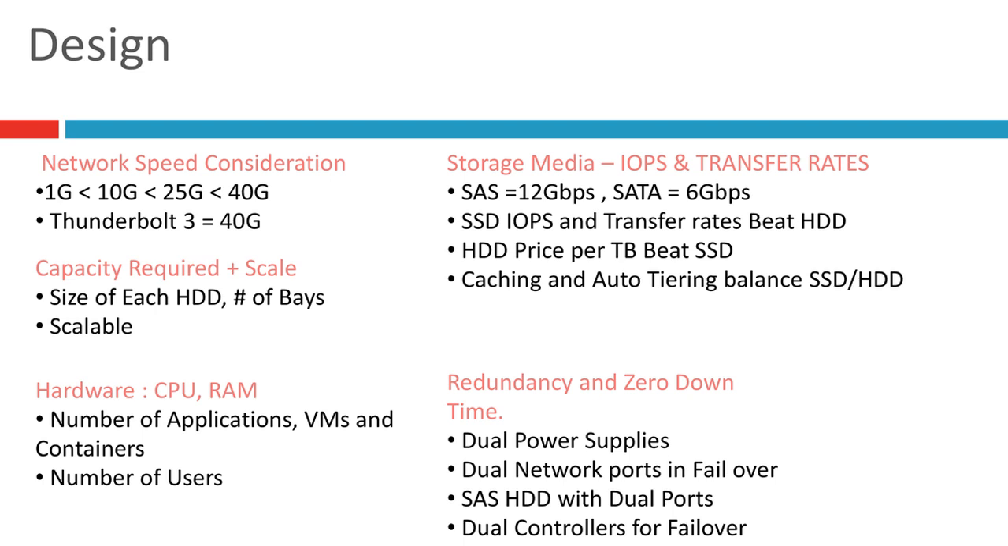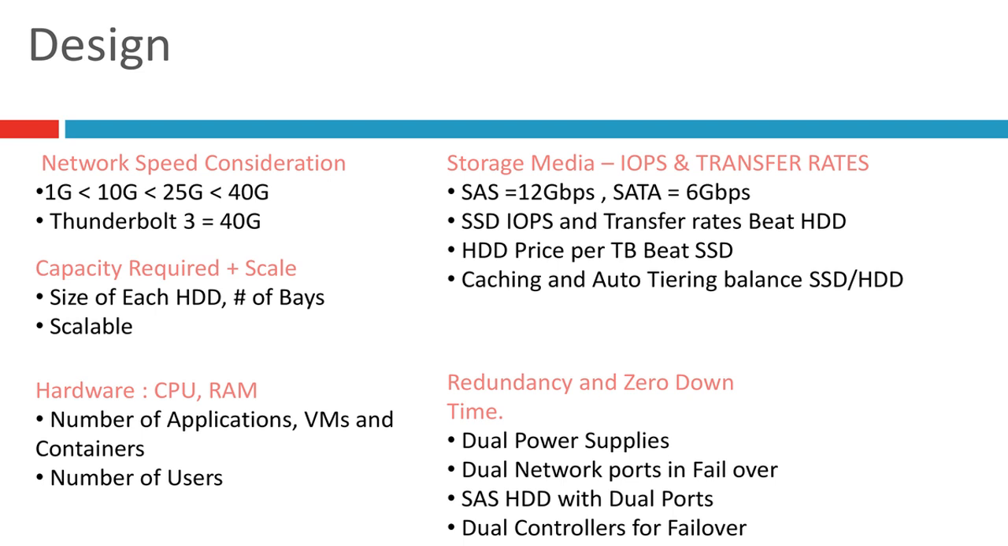The second consideration is, of course, the total capacity that is required in your network data storage, which we have already learned how to calculate. You will be looking at the number of bays that you have and the size of the hard drive. And then you need to see if you need to scale it up. Hardware is a consideration that you'll have to look at depending on the number of applications that are going to run, the kind of virtual machines that you're going to run, and the number of containers that you're going to run.